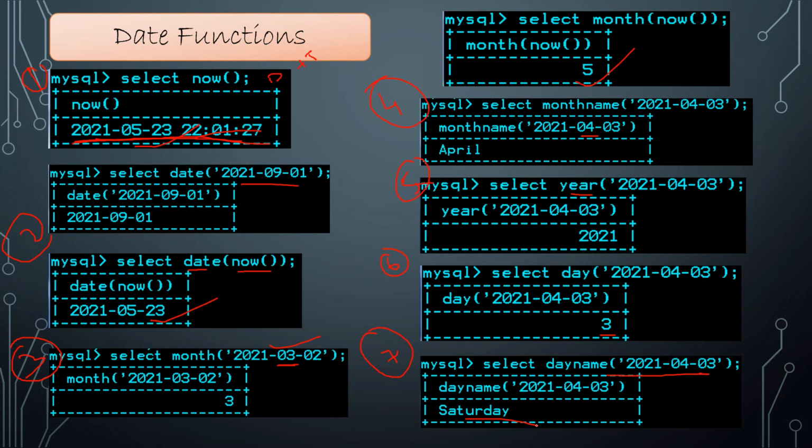In today's video we learned about different types of functions of MySQL, the scalar functions, that are text functions, date functions and math functions.